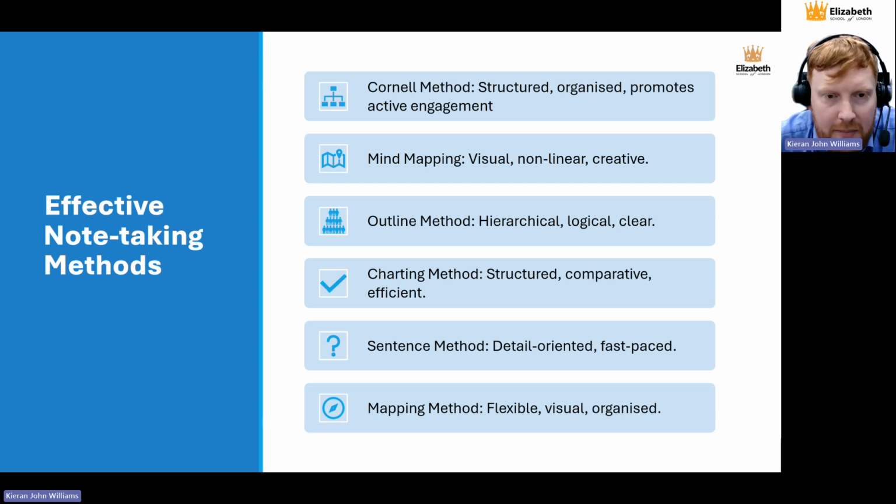We'll also have a look at mind mapping, which is quite different, which is more visual, non-linear, and also a creative way of taking notes. After that, we'll move on to the outline method, which is hierarchical, logical, and, if done correctly, clear. After that, there is the charting method, which again is a type of structured one, but it is more comparative and should be more efficient for you. There is also the sentence method, which is much more focused on details. And then lastly, we have the mapping method, which again is visual, but also brings in the organized element as well.